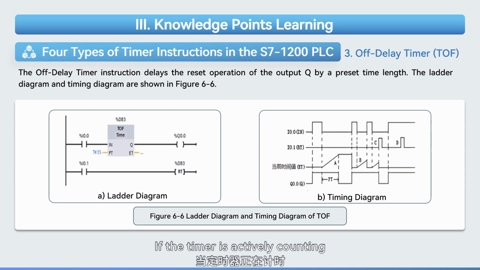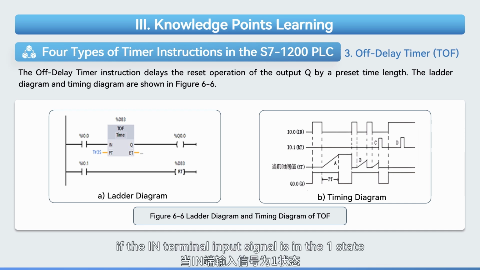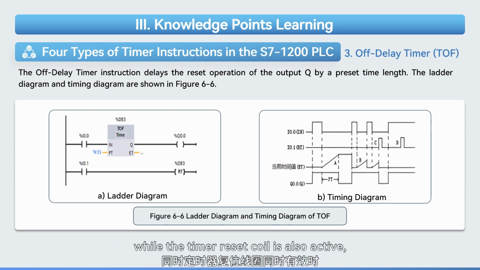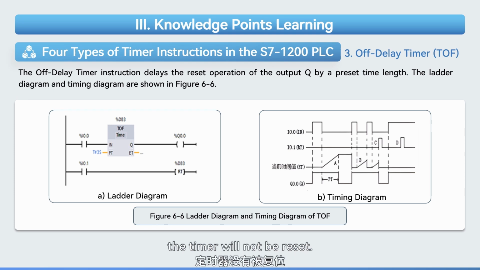If the timer is actively counting and the IN terminal is set to 1 again, the current value ET resets to 0. The timer can also be reset using the timer reset coil, which will clear the current value. It is important to note that if the IN terminal input signal is in the 1 state while the timer reset coil is also active, the timer will not be reset.